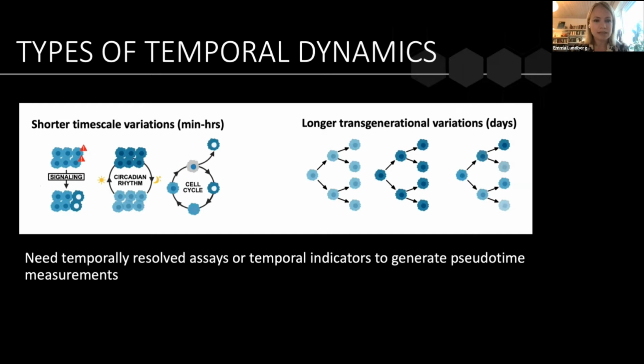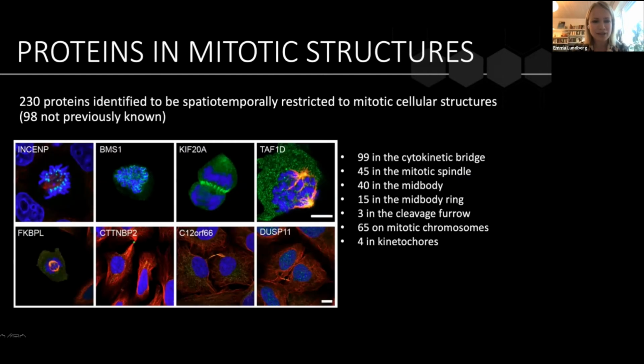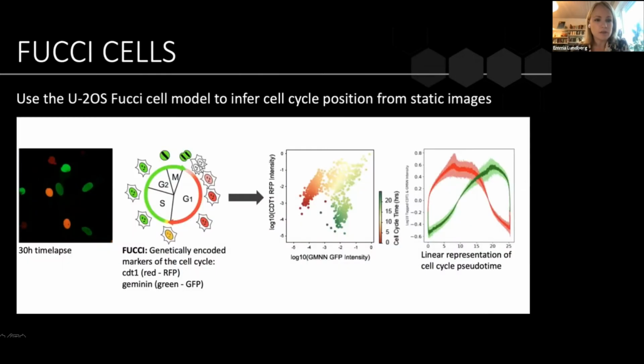So for this purpose, we decided to try to understand how much of the cell-to-cell heterogeneity that we observe in the cell atlas can be attributed to the cell cycle. And we started out with the easiest part, just to identify the proteins that are spatiotemporally restricted to mitotic cellular structures. So that's 230 proteins, of which 98 were previously not known to be found in these structures. But then when it comes to interphase, we decided to work with a FUCCI cell model. So these are cells that express a red and a green fluorescent marker. So the cells are red in G1, they turn yellow, and then they turn green.